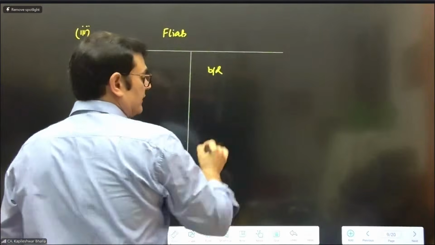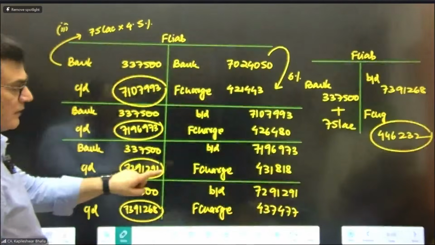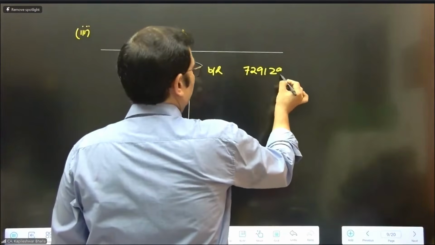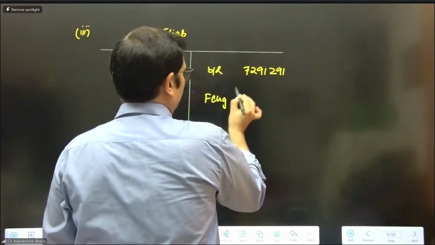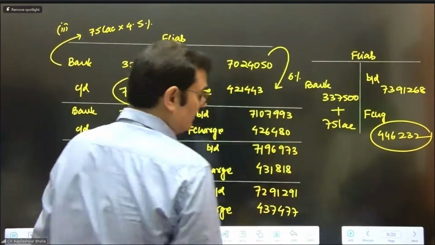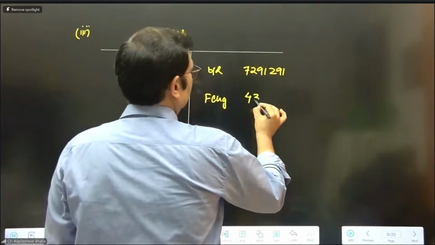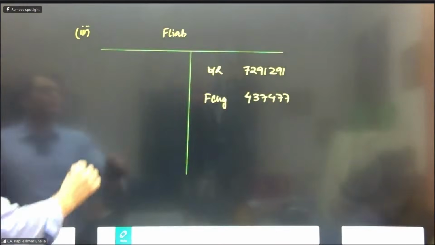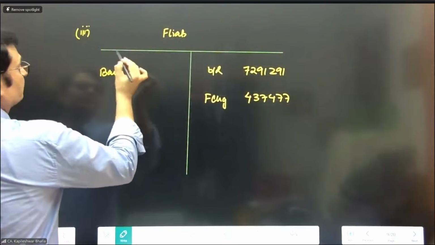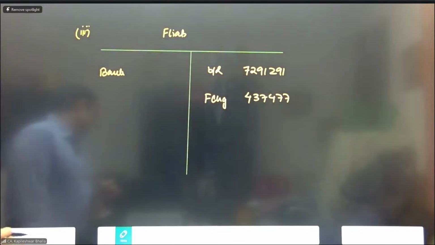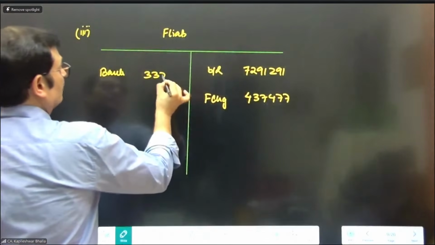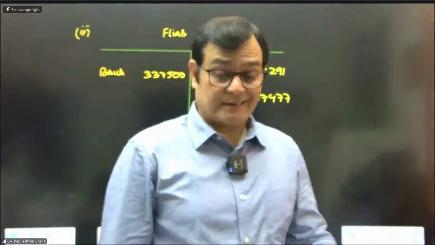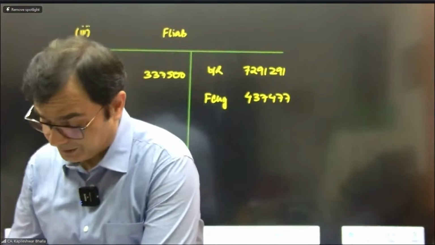So let's consider the fourth year data from the previous part. So that is 72,91,291. And we've got a finance charge, just copying it, 437,477. Now, in this particular case, what do we need to do? First of all, of course, we pay the interest. The interest, of course, is going to be paid. So we're going to pay this 337,500. The interest is paid. Now the bondholder says, I want to convert this in ordinary share.